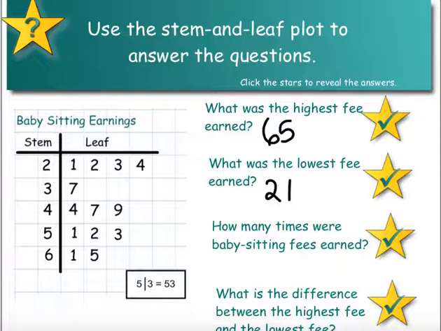How many times did she go babysitting? Well, we count up how many leaves. We have 1, 2, 3, 4, 5, 6, 7, 8, 9, 10, 11, 12, 13 times babysitting. And then lastly, what's the difference between the highest and the lowest fee? Well, that's just the range. So we could say the highest is 65, lowest is 21. So we have a $44 difference. Okay, that's a pretty big range.